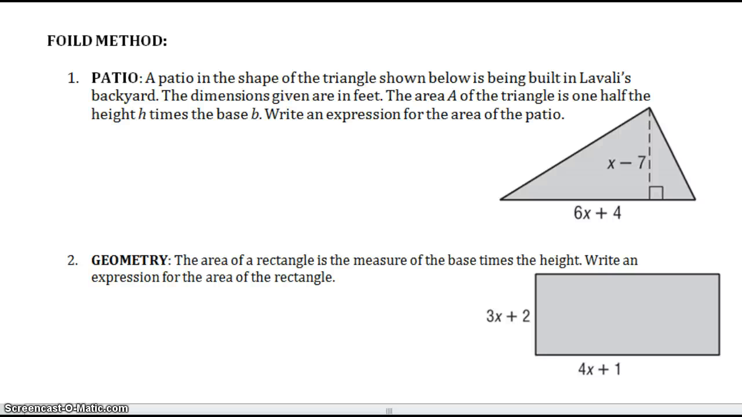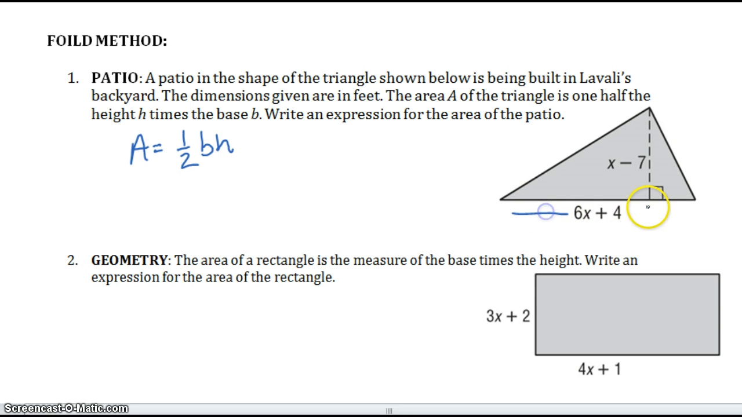So 1/2, let's write that down. Area of a triangle is 1/2. I always say base times height, so I'm going to write it the way I usually say it. Same thing, height and base, that is commutative. It doesn't matter which order you put those. Write an expression for the area of the Lavalley's triangular shaped patio.